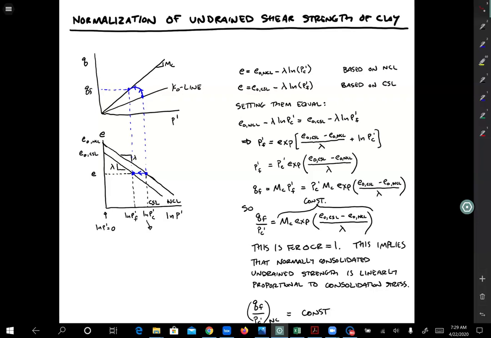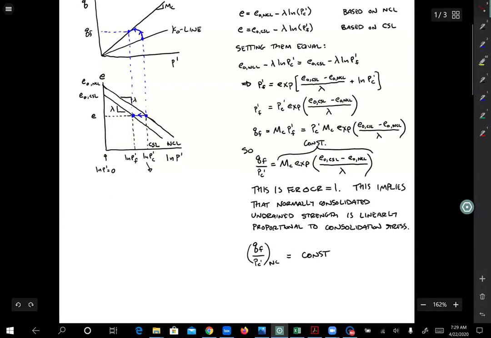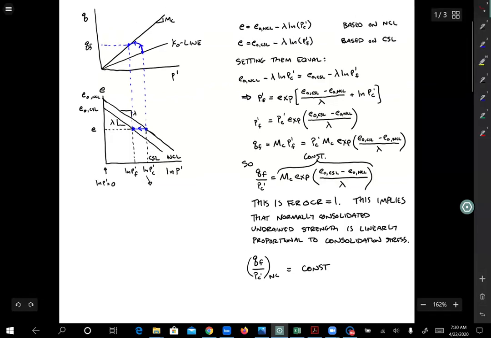And this is for, remember, OCR equals 1. We started on the normal consolidation line, so we haven't gotten to the effect of over-consolidation yet. But what we can do is say that this strength ratio, QF over P prime C, is constant for OCR equals 1, which is a normally consolidated condition. So this ratio right here is the normally consolidated undrained strength ratio, and we treat that as being a material constant. Okay, we can do some laboratory tests and measure this material constant for a clay. The only condition being that the normal consolidation line and critical state line have to be straight lines, and they have to be parallel to each other.